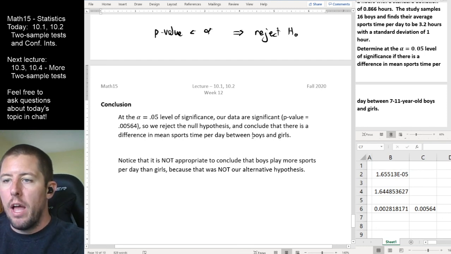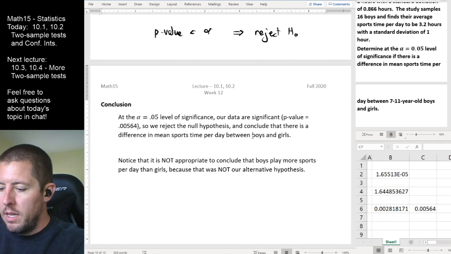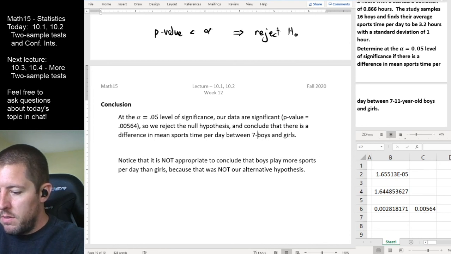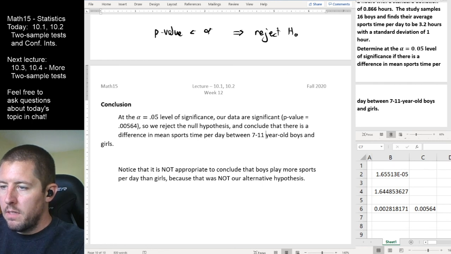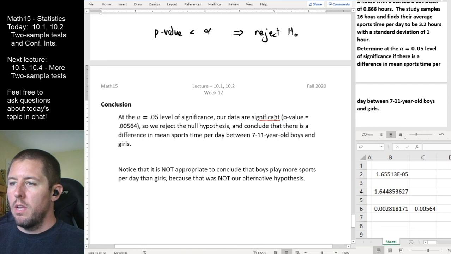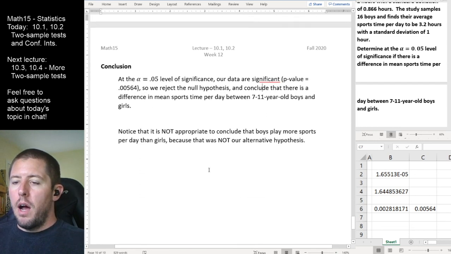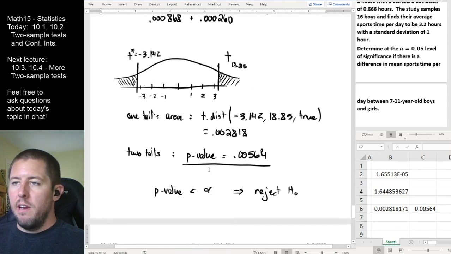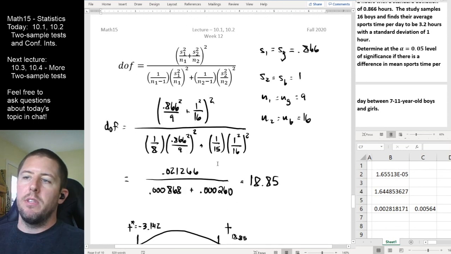If you've rejected the null hypothesis between, so I'll appropriately hyphenate this to be actually specific here, 7 to 11-year-old boys and girls right there. All right. So the big difference that you should then see here for today is just that we have some new computation that we need to do.